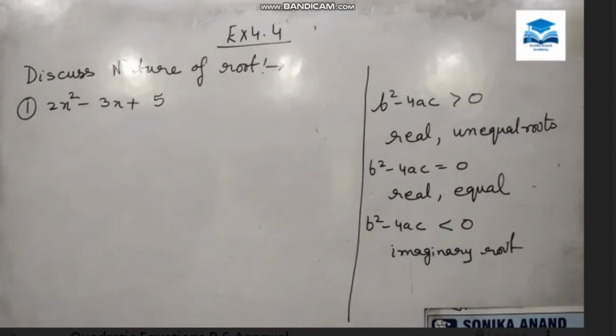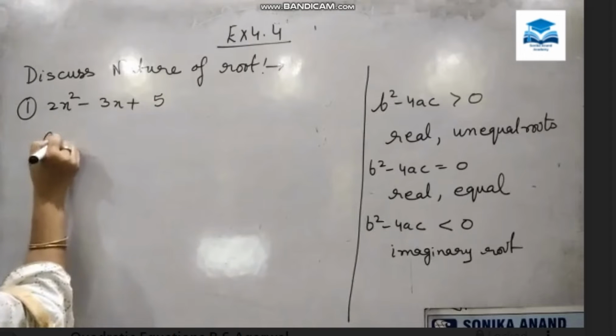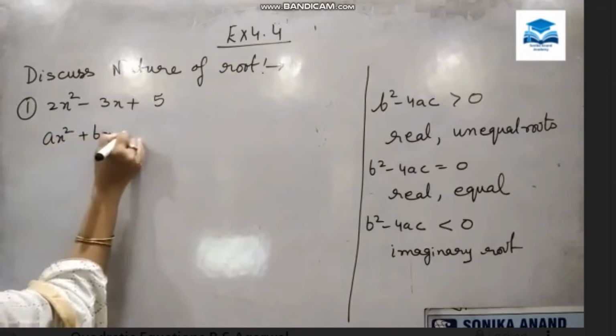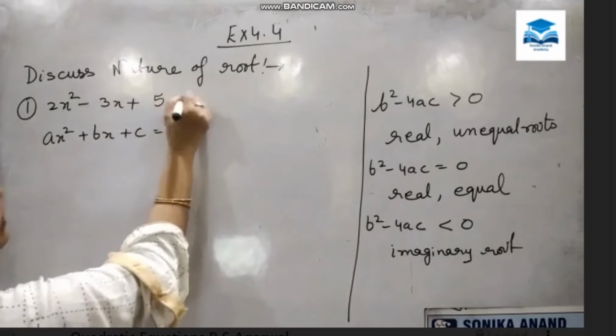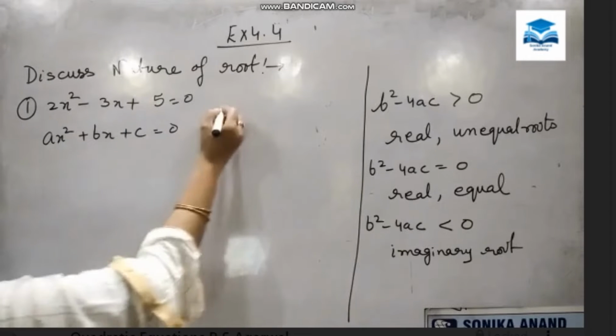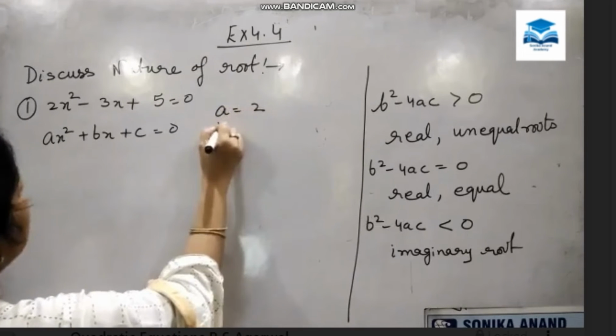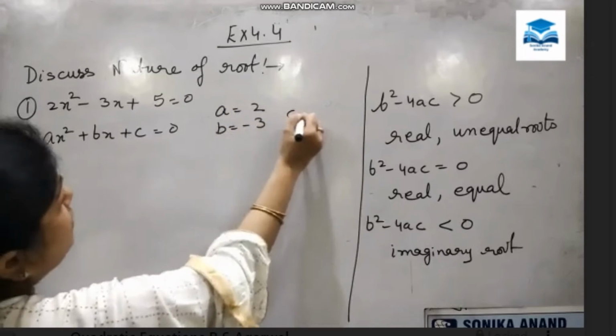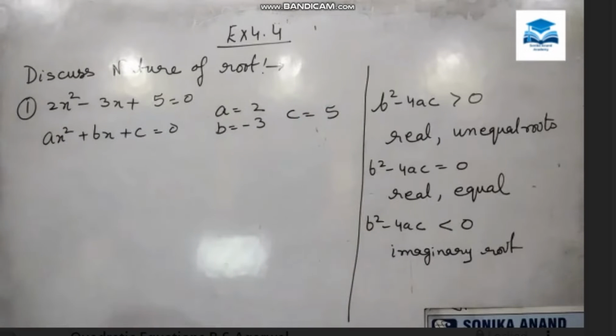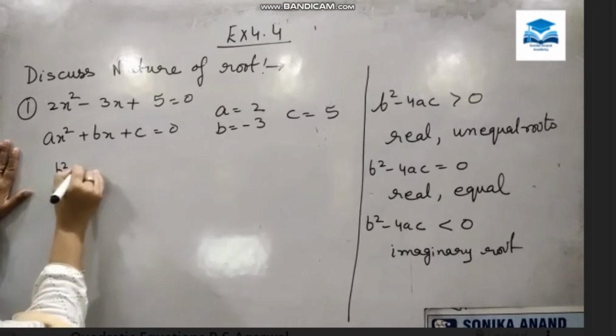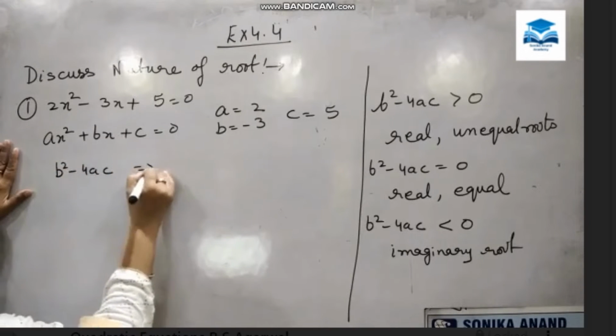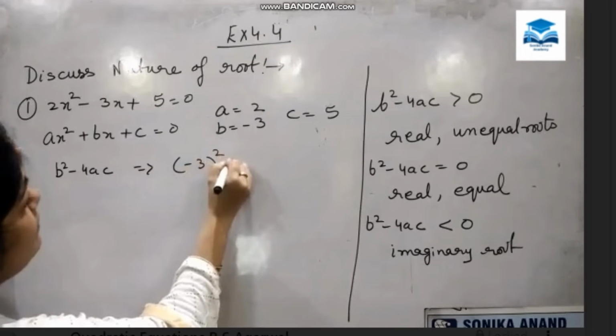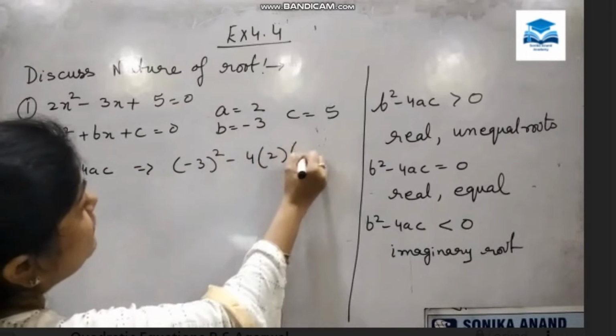Now we have to discuss the nature of the roots. Firstly, compare with ax square plus bx plus c is equal to 0. Now when we compare, what we get: value of a is 2, value of b is minus 3 and value of c is 5. So we have to find b square minus 4ac, which is equal to minus 3 whole square minus 4, 2 and 5.